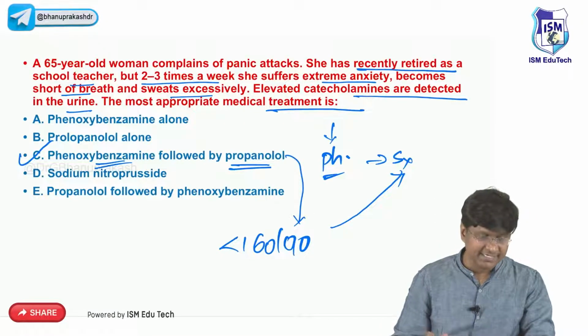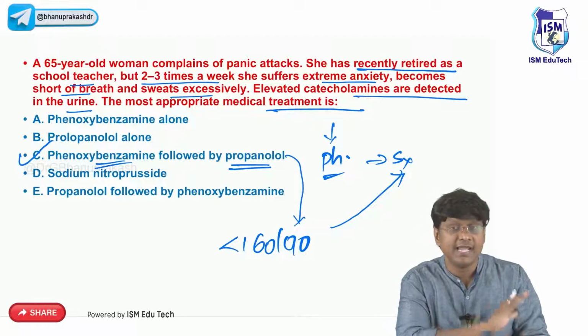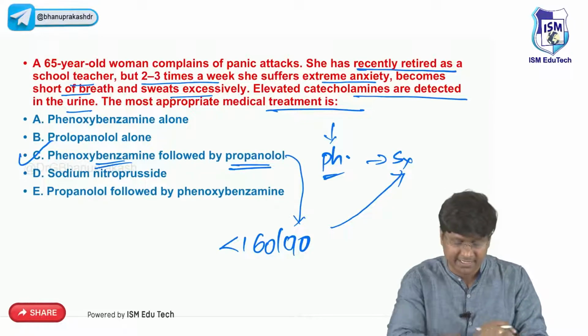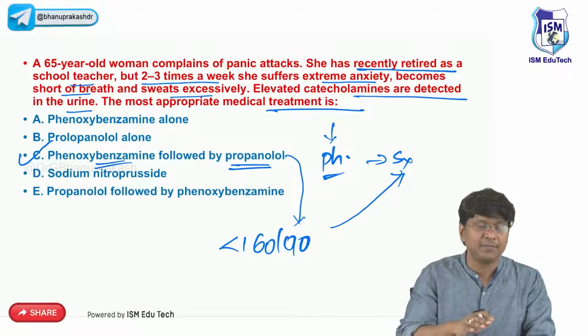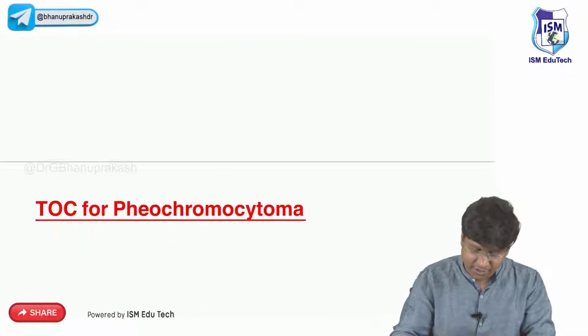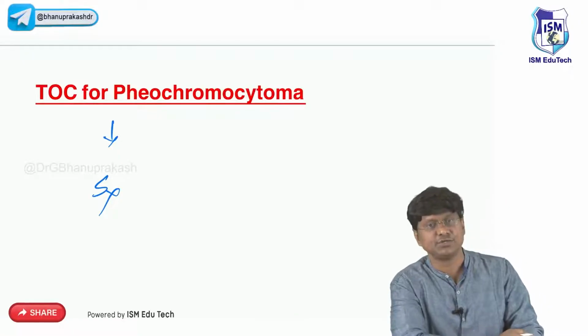Okay, so the correct answer in this patient is C, that is phenoxybenzamine followed by propranolol. And you should never give beta blocker in the patients first. You should never give beta blocker first. First alpha blocker, followed by the beta blocker. So what do you think is the treatment of choice in pheochromocytoma? That will be the surgical resection of the tumor.